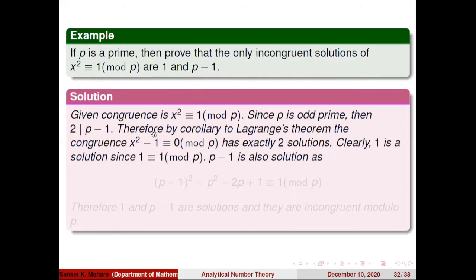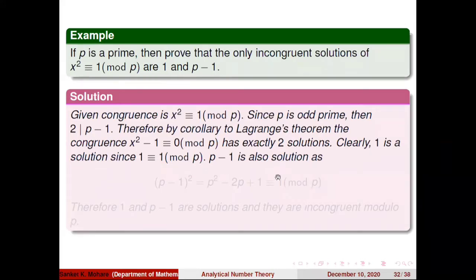So first we have proved this congruence has exactly two solutions. Now we are going to find what those solutions are, but here in the example itself they have given 1 and p minus 1 as the solutions. So we just need to verify that 1 and p minus 1 are its solutions. So let's verify. Clearly 1 is a solution because 1 is congruent to 1 mod p.